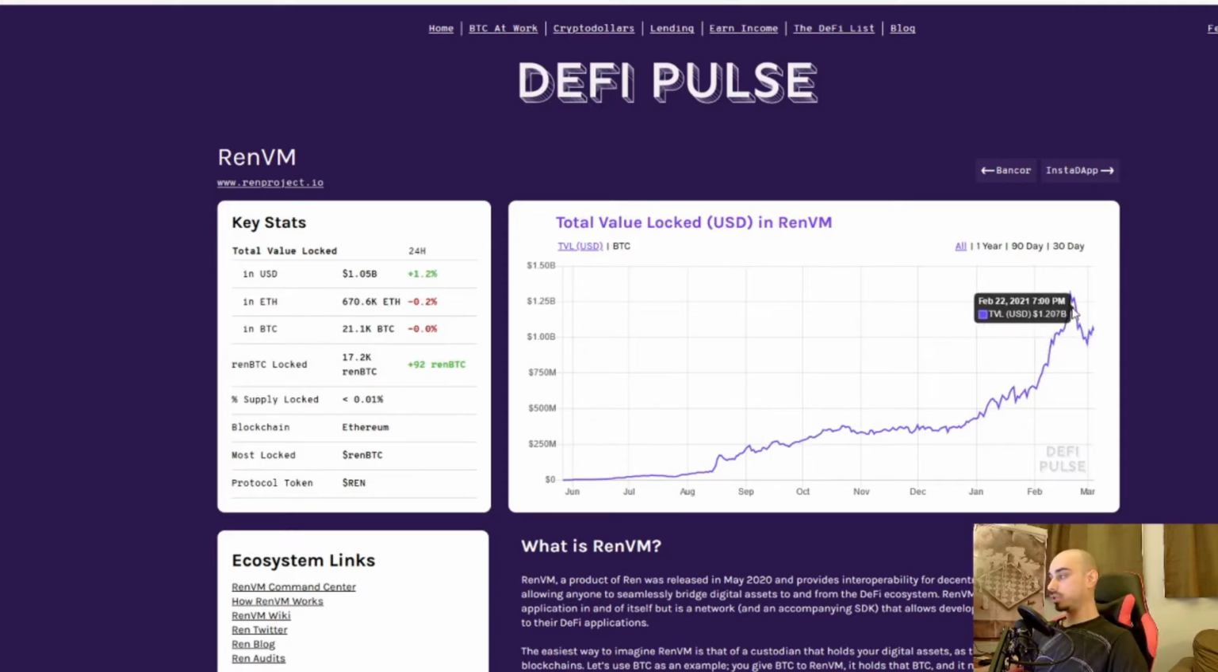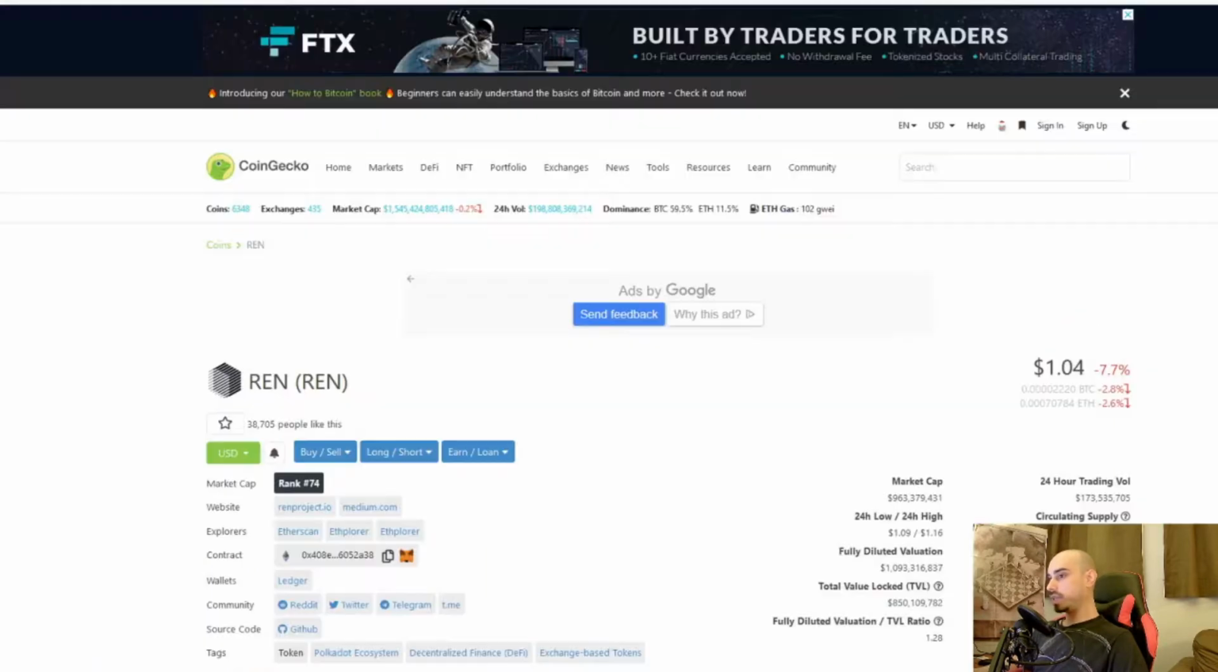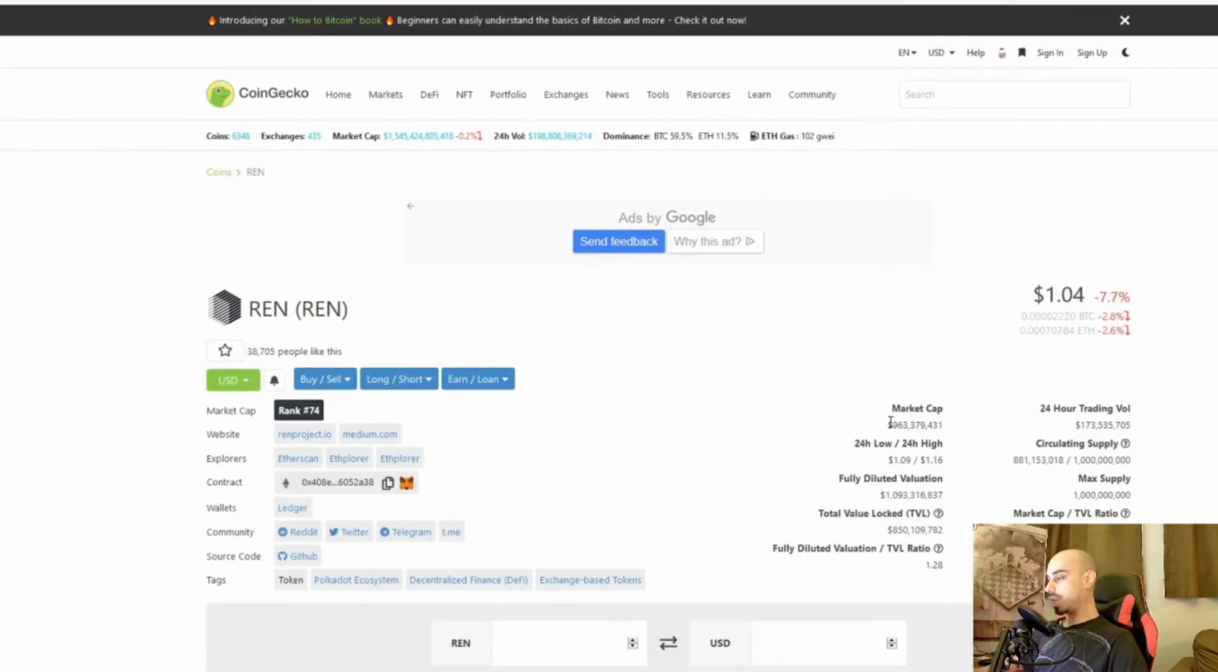So that means a lot of people are actually using the Ren virtual machine, and it was at 1.25 billion at some point a few weeks ago. So lots and lots of usage. That is a pretty big total value locked for a protocol. And if we compare that to some tokenomics data, we can see that the market cap of Ren is not even 1 billion, but there's more than 1 billion total value locked.